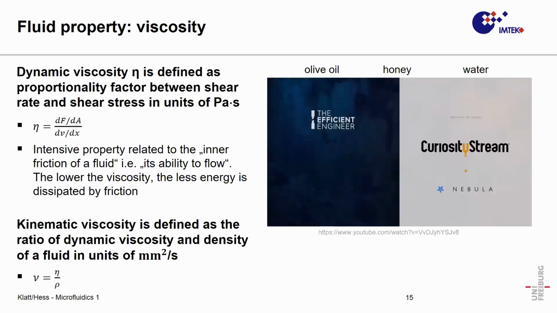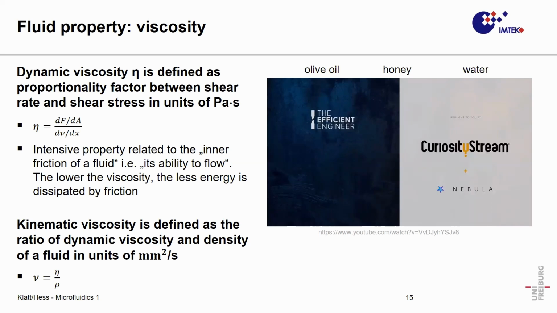The next fluid property we are quickly going to discuss is the viscosity. Dynamic viscosity, which is here denoted by eta, is defined as a proportionality factor between shear rate and the shear stress. And this is in the units of Pascal times second. Viscosity more or less describes the ability to flow of a fluid. That means the lower the viscosity is, the less energy is dissipated due to friction.